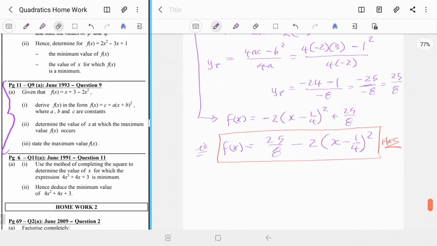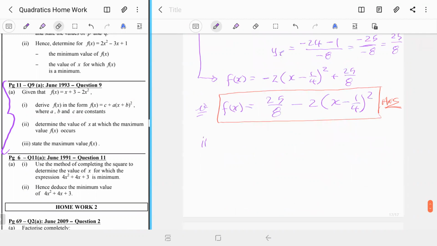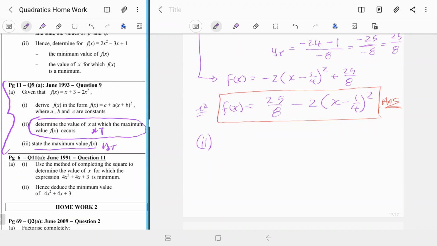And in part 2, easy stuff. They want us to determine the value of x for which the maximum of f of x occurs. They want the value of x. So the maximum occurs when x is equal to xt. So the answer for this one is just xt. Then they're asking us to state the maximum value. The maximum value is a yt value.